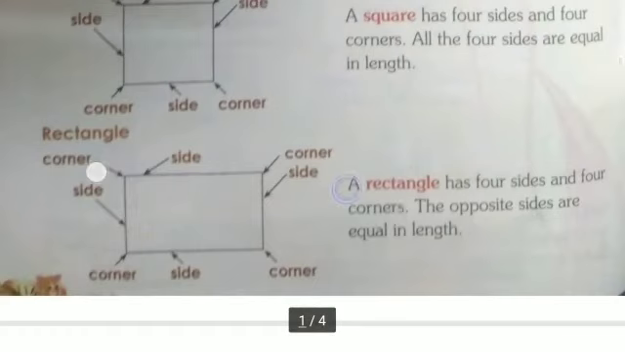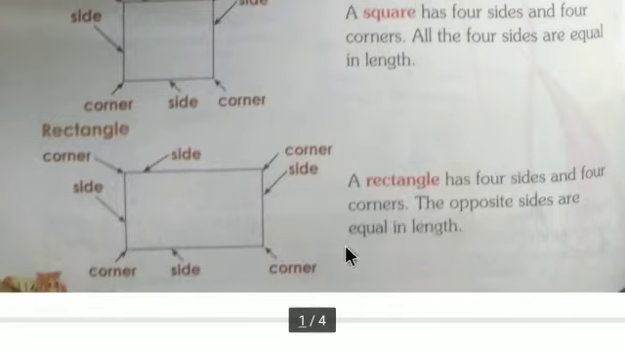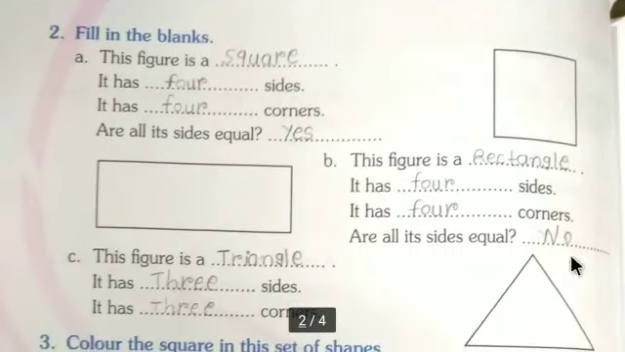See. In a square, all the 4 sides are equal in length. In a rectangle, the opposite sides are equal in length. That means all the sides are not equal in length. Okay. So here we will write no.